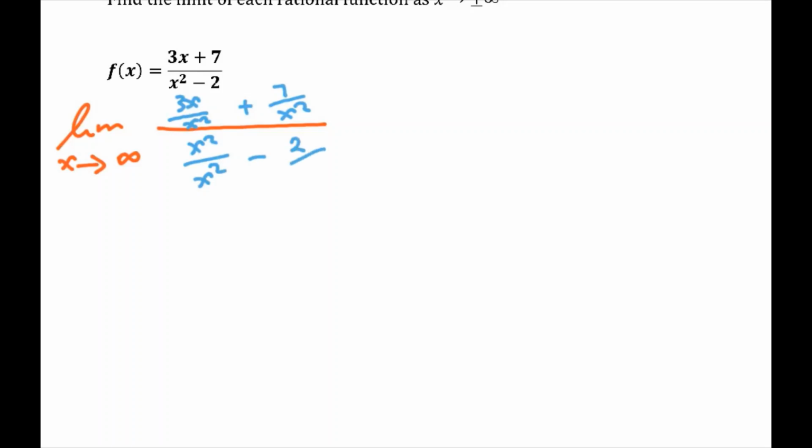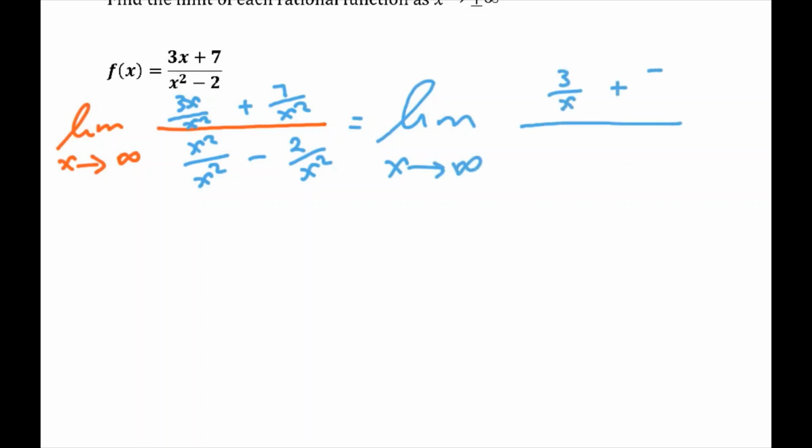Now let's try to use the formal way. Well, the formal way says, for the limit as x approaches infinity, we're going to divide each term in the numerator and the denominator by the leading variable here, which is x squared. So now I'm going to divide 3x by x squared, plus 7 over x squared, over x squared over x squared, 2 over x squared. That's going to be equal to the limit as x approaches infinity of 3 over x, 7 over x squared, over 1, 2 over x.